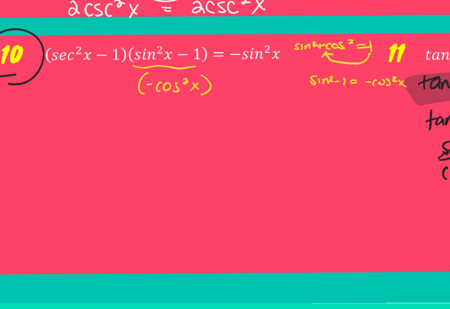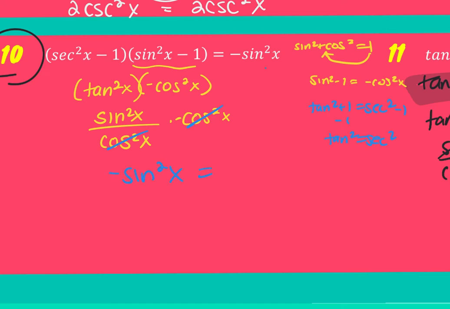And then the first one is tan squared plus 1 equals secant squared. So if this is minus 1, then I get tan squared equals secant squared minus 1, so this can get replaced with tan squared x. Tangent squared is sine squared x over cosine squared x, times negative cosine squared x. And then the cosines can cancel. I'd get negative 1 times sine squared x, which gives you negative sine squared x. Left side equals the right side.